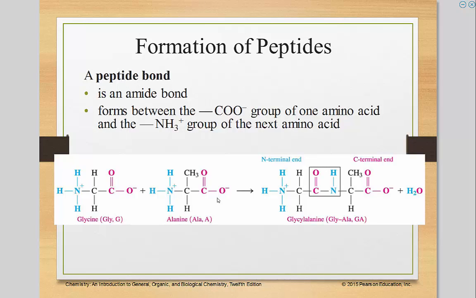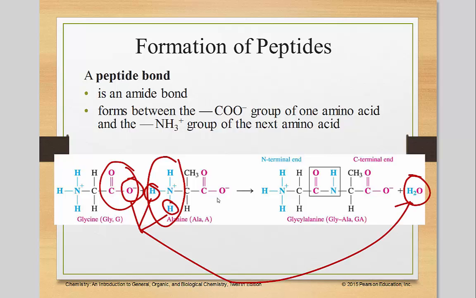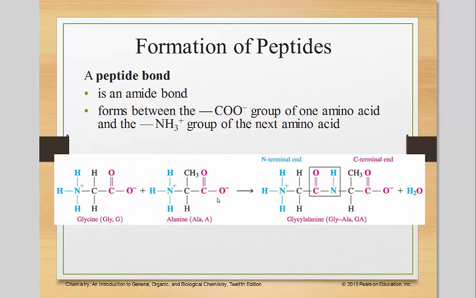A peptide bond is an amide bond. So here we have the carboxylate ion there and the ammonium ion there. And what's going to happen here is 2 of these hydrogens are going to bond with this oxygen here. And these 3 things coming together is going to make your water. Now what happens to the rest of this is this carbon here and this nitrogen here are going to come together to form that peptide bond, the amide bond.